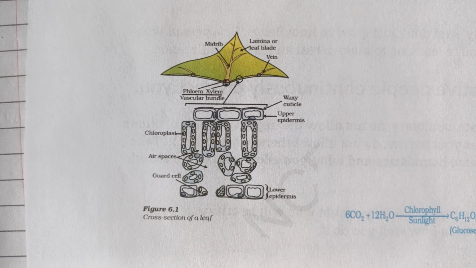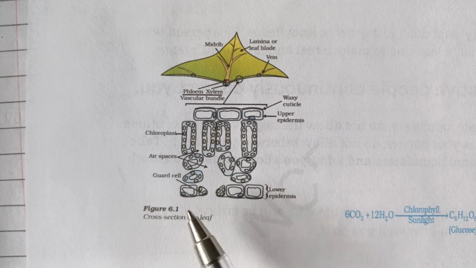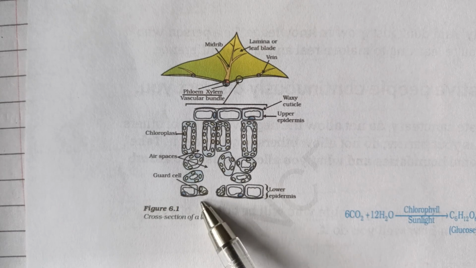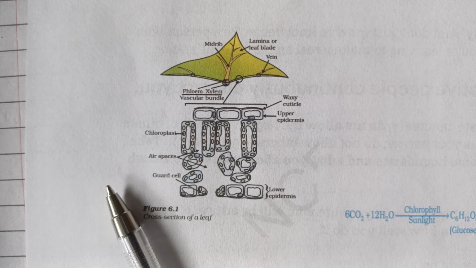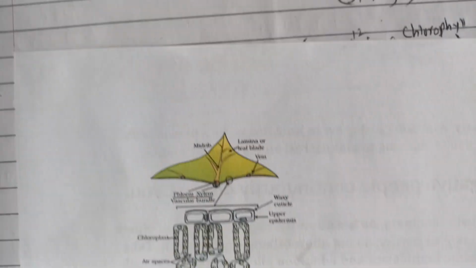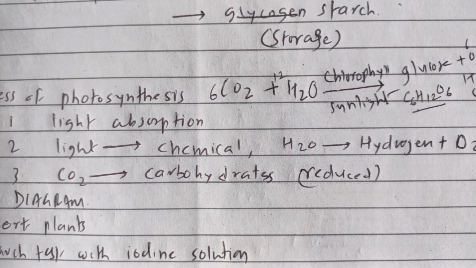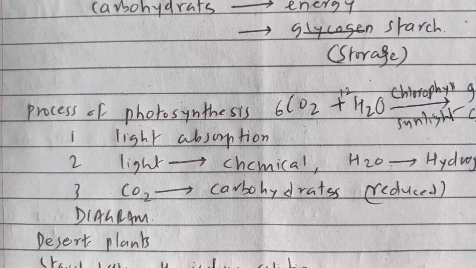So they maintain the aperture size of this pore, and then depending on that, the gaseous exchange, carbon dioxide and oxygen, as well as water vapor, passes through these. So these processes can be controlled with these guard cells and pore mechanism. Now the three steps I mentioned, the three steps of photosynthesis, that is light absorption, then light conversion into chemical energy, and water breakdown into hydrogen and oxygen, and reduction of carbon dioxide.